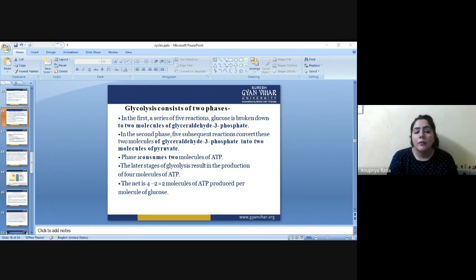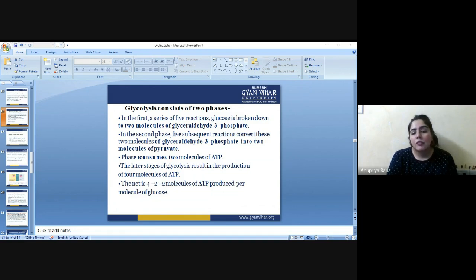Now you can see here, phase 1 consumes 2 molecules of ATP. Now we have to see how much ATP is consumed and how much ATP is produced. Both things happen in this cycle. ATP can be produced, and ATP can be consumed. Mostly there is a total of 10 ATP that can be produced inside this glycolysis pathway, but 2 will be consumed. So there will be only 8 ATP you can get here in the final product.